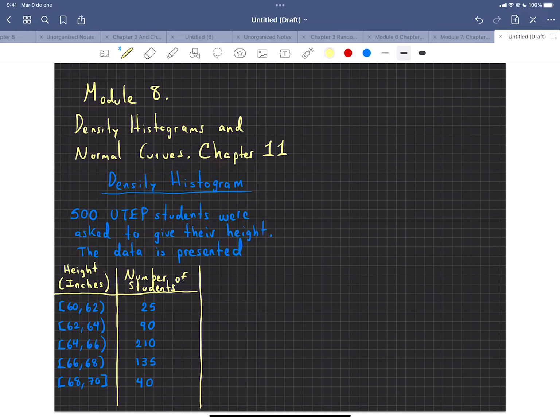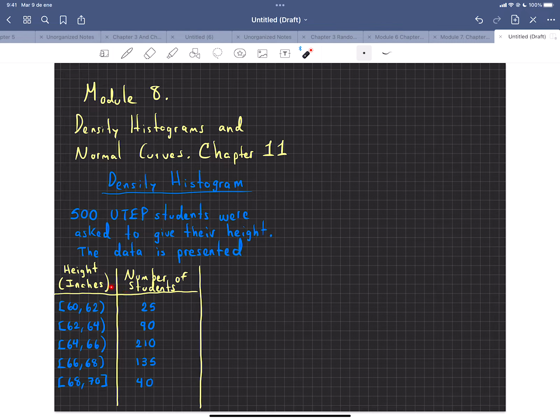First, we have 500 YouTube students who were asked to give their height. The data is presented and summarized in the next table. So we have here the information for the height given in inches, and another column that is the number of students. The sum of all these numbers should be equal to 500. Well, it is equal to 500.